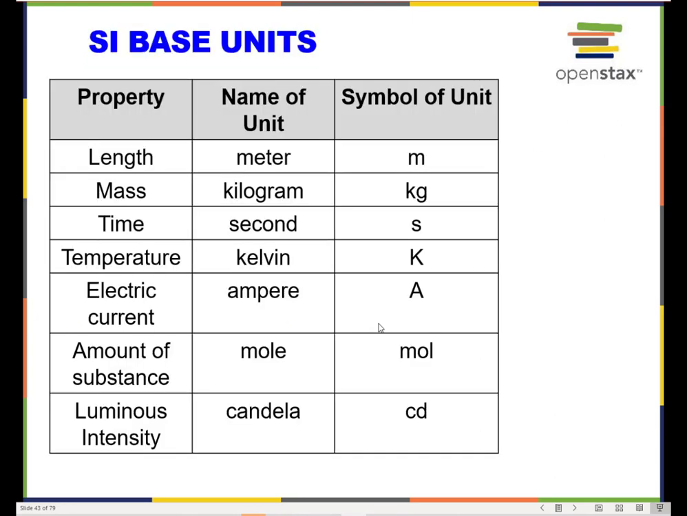So the SI base units for length is a meter, mass is a kilogram, time is a second, temperature is Kelvin, electric current is the ampere, amount of substance is a mole, and luminous intensity is the candela. We will talk in a later term, in winter or spring, a bit about electric current. We talk a lot about length and mass and time and temperature and the amount of substance. We will never really talk about luminous intensity, in this course anyway.